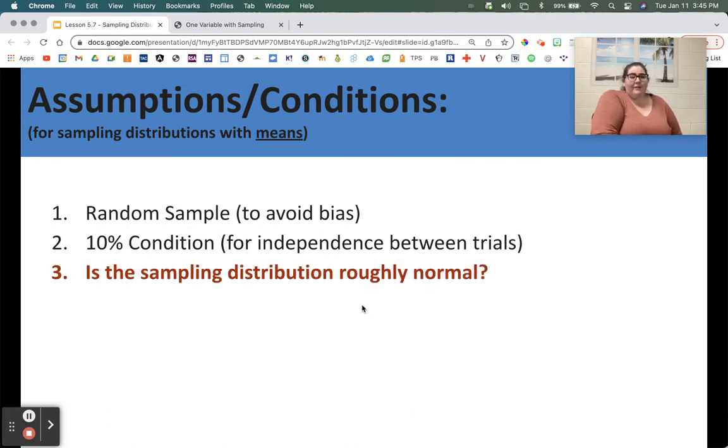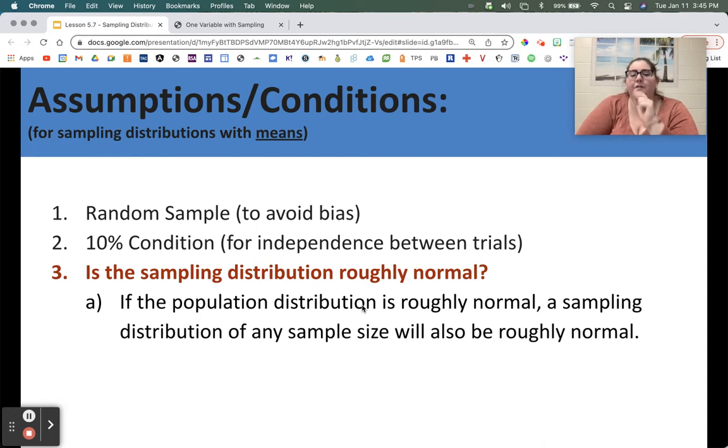And then we have to check for, is the sampling distribution roughly normal? And for means problems, there's actually 2 ways that we can check this. The first way is if our population distribution was normal, if they told us in the problem that the population distribution is normal, then we know that any sampling distribution that comes from that is also going to be normal, no matter what the sample size is.